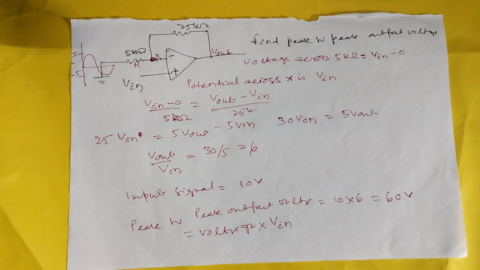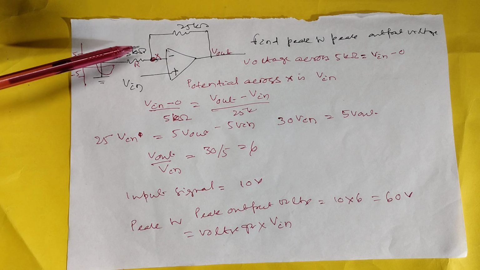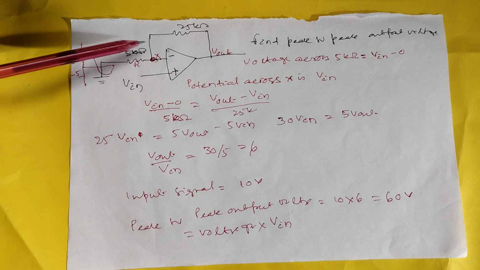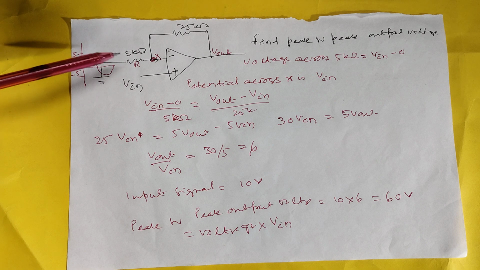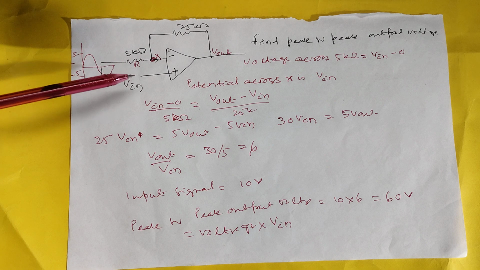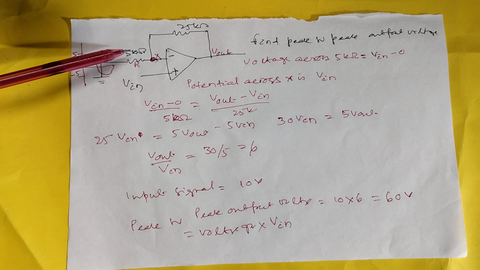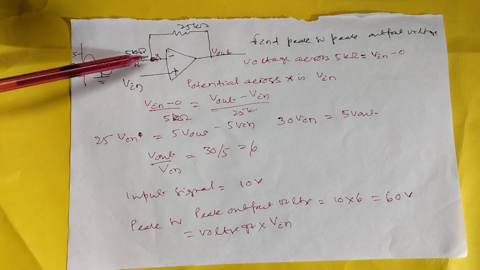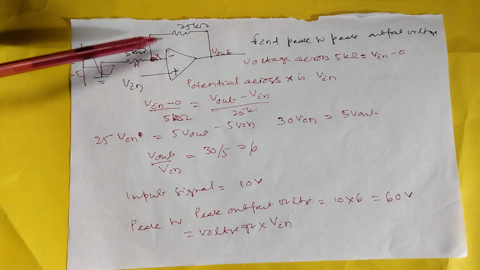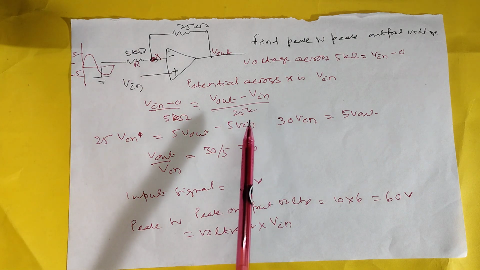Here is the operational amplifier, and here the voltage across the 5 kilo ohm. The potential at X, this is ideal, X is equal to V in. So V in minus 0 divided by 5 is the current flowing, and this current flows to here. So V out minus V in divided by 20.